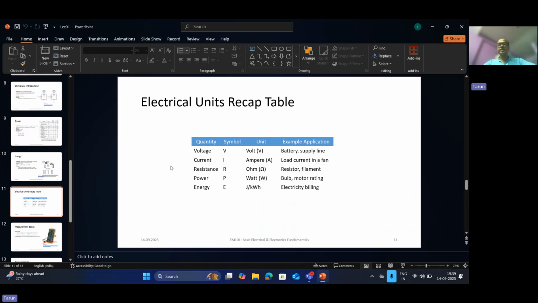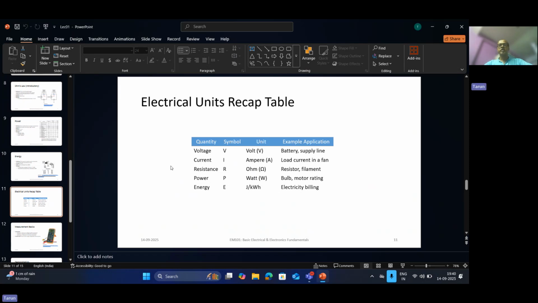Volt is represented by capital V, ampere by capital A, ohm by the symbol of ohm, and watt by capital W. Joule is represented by capital J, and kilowatt hour is represented by kWh. W is in capital letter, but k and h are in small letter.